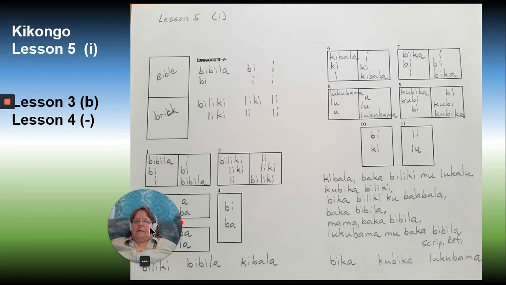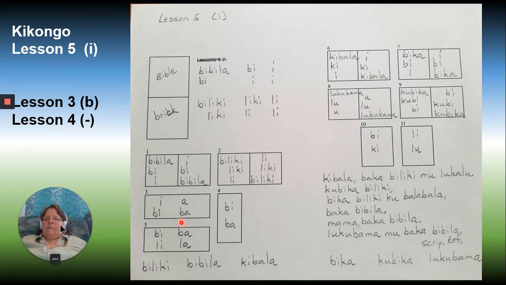All right, now to Lesson 5. We skipped a little bit because I wanted to, but lesson 3 in Kikongo had the letter B, and lesson 4 there was no new letter, so just keep that in mind. Our new letter for lesson 5 is the I. We would say, or in other phonetics we'd call it E. I may go back and forth between the two.